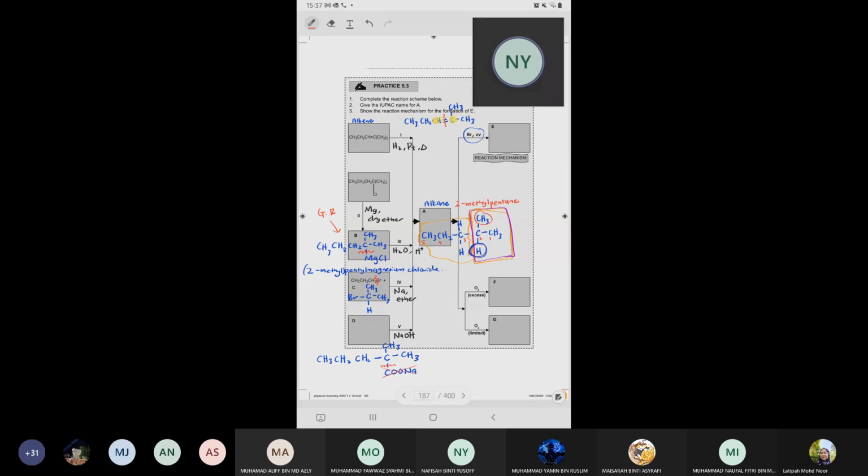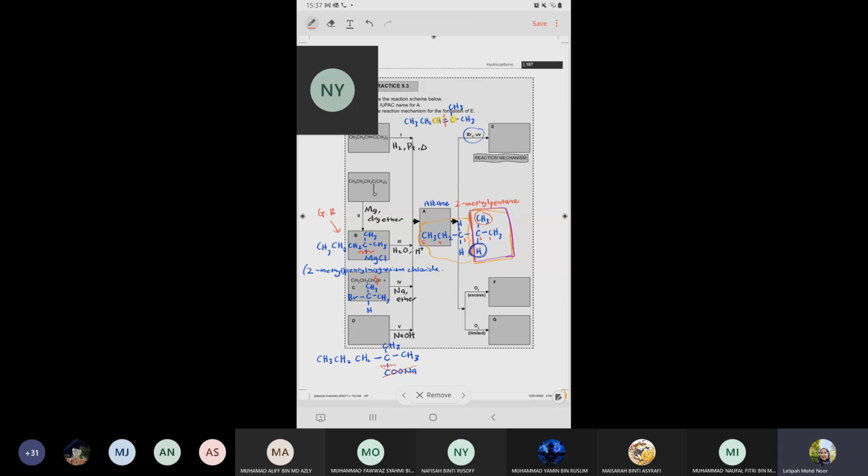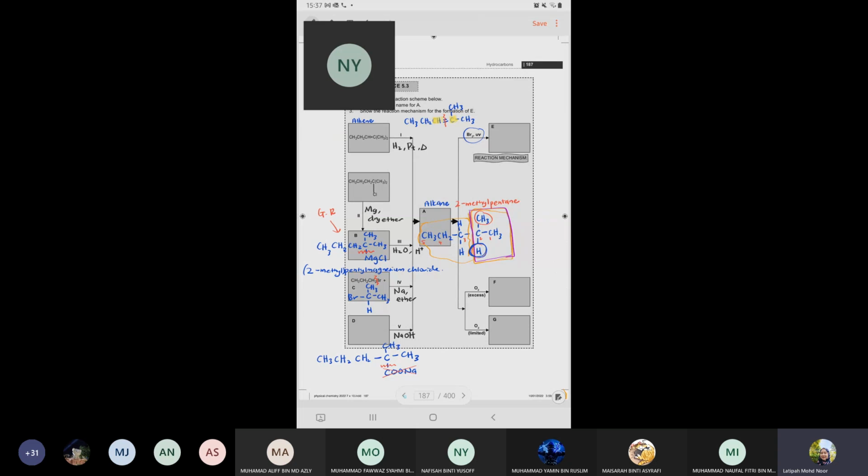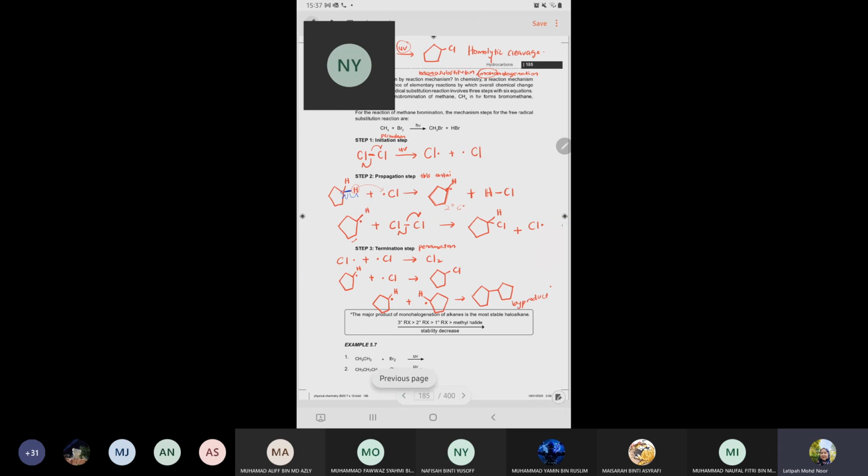Boleh, madam. Okay, next, the chemical reaction of alkane to produce E. Okay, what is E? Okay, so we have Br2, UV. Okay, so refer back to page, okay, this one. Page berapa ni? 185. Okay, pergi kat page 185 dekat table ni.